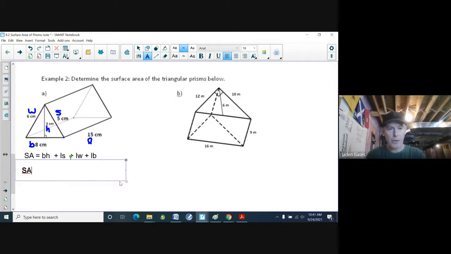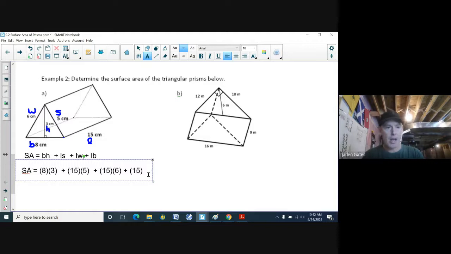Now this one you got to be careful with, because there's so many variables. So I got a B times an H, so that's an 8 times a 3. Plus an L times an S. What's my L here? 15, that's the length, right? And my S is 5, so I get a 15 times a 5. Don't want to mess it up here. Then I got an L times a W. So that's going to be a 15, and W is a 6. And then lastly, I got an L times a B. This L's involved, isn't it?